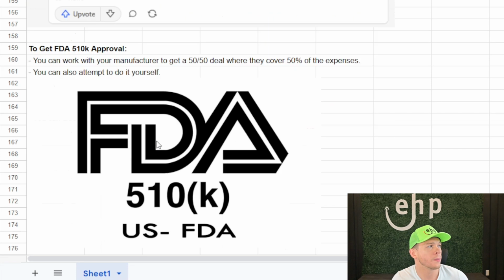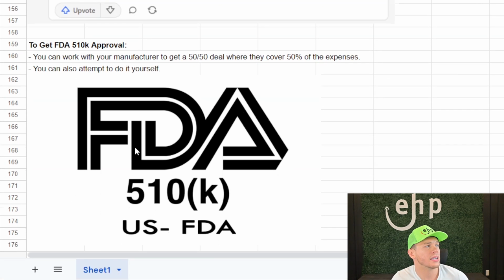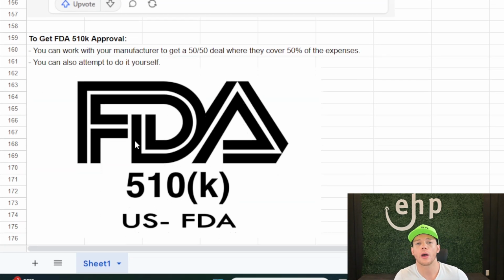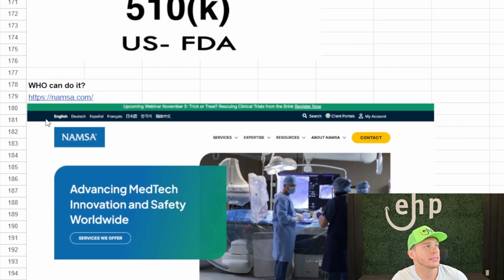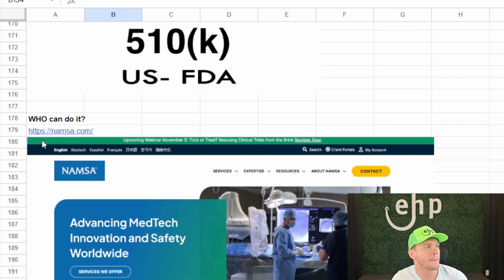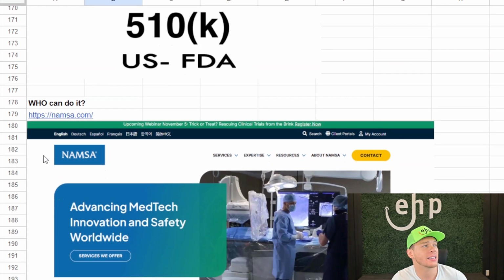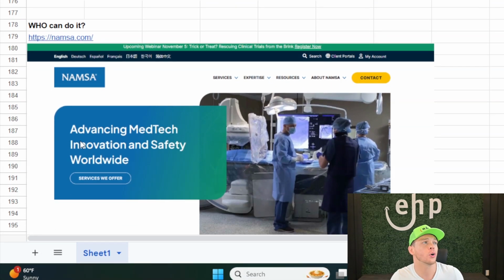Very boring. But to get FDA 510K approval, what we did with our client, they made a deal with the manufacturer in China. They paid 50%. The client paid 50%. Can't beat that. And that's going to help them get FDA 510K approval. Now, who can do it? This is NAMSA. This is the company that can get you FDA 510K approval. Contact them. They are legit. Most of them have worked at the FDA. They know what they're doing.